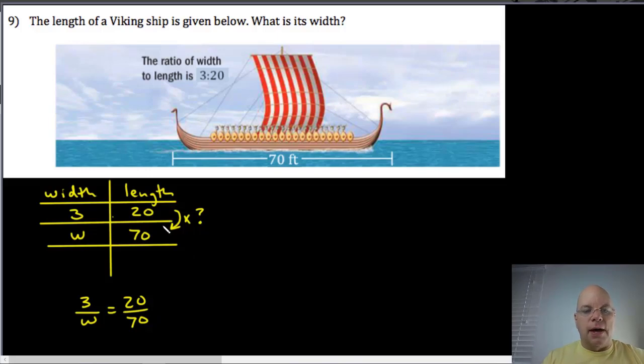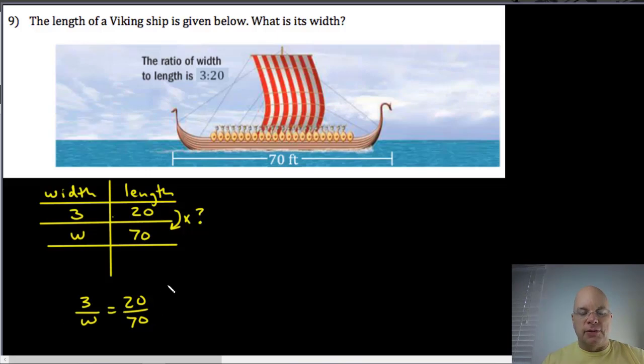And there are other ways to do that. We talked about the property of proportions where you can turn it. In other words, I could do 20 over 3 equals 70 over W. I could do W over 70 equals 3 over 20. I could do W over 3 equals 70 over 20. The important thing is, whichever way you set it up, these cross products have to be consistent. So we have a cross product 3 multiplied by 70 and a cross product 20 multiplied by W. 3 multiplied by 70 is equivalent to the product of 20 multiplied by W.